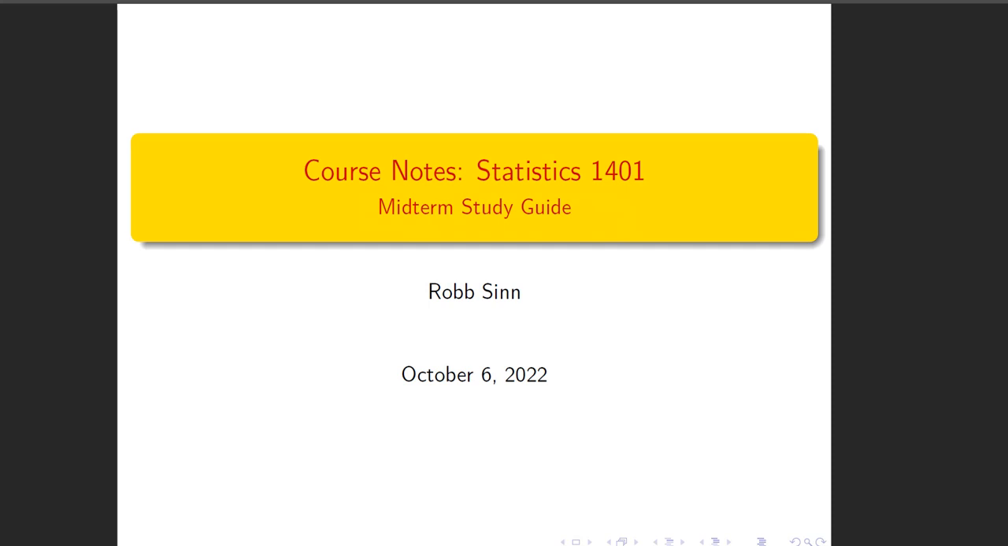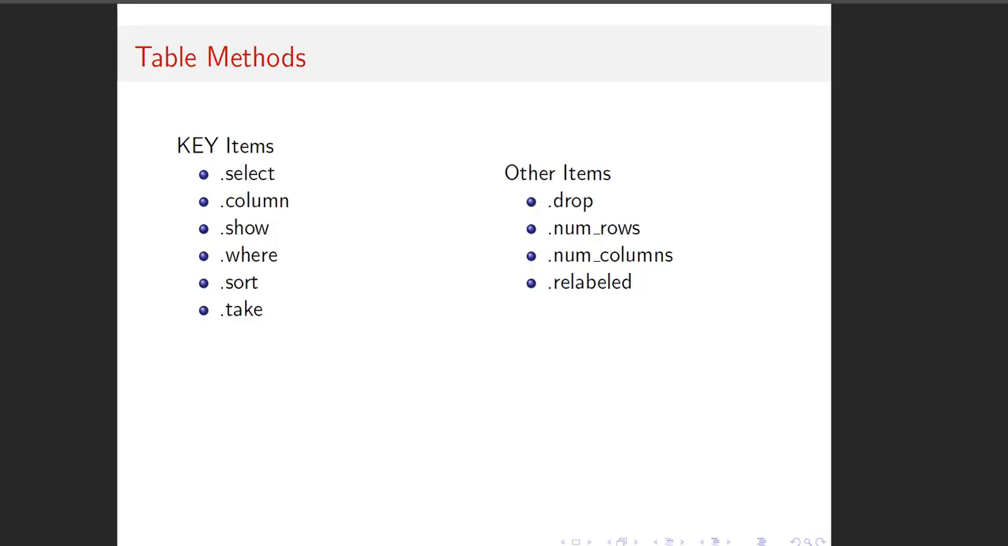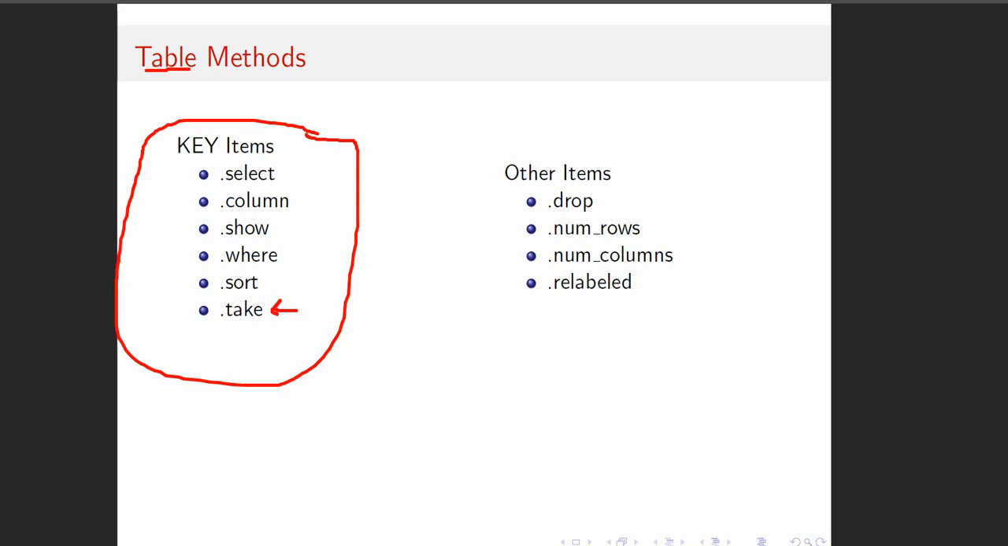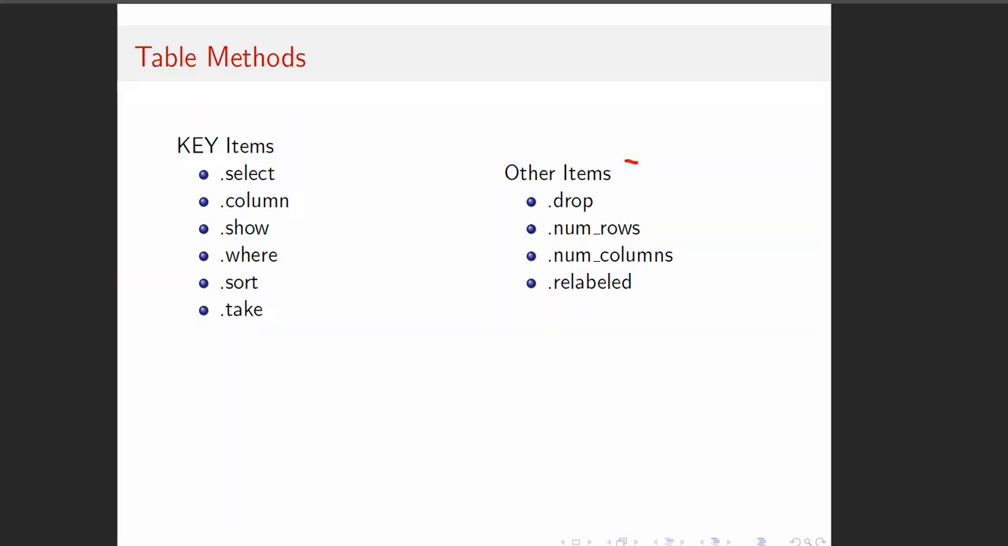Okay, so I created a list that is somewhat hard to see as we go through the study guide, but I wanted to show you the actual items that I'm trying to get. So these are the key items for tables. So they're table methods: .select and .column, .show, .where, .sort. Now we haven't used .take as much, but it turns out to be really useful. Okay, and we also use the .num_rows and .num_columns.